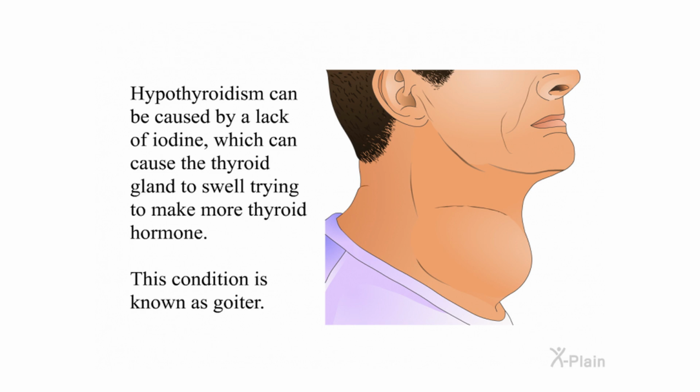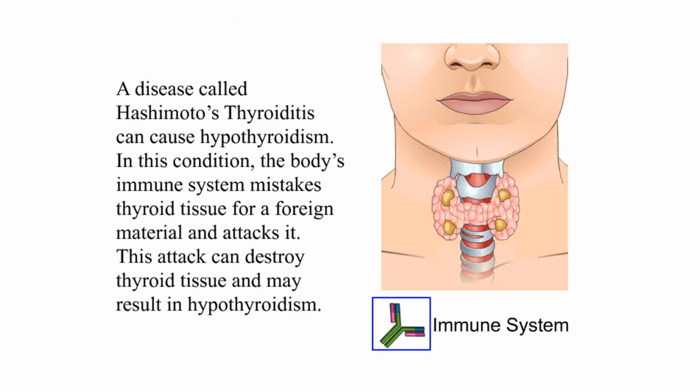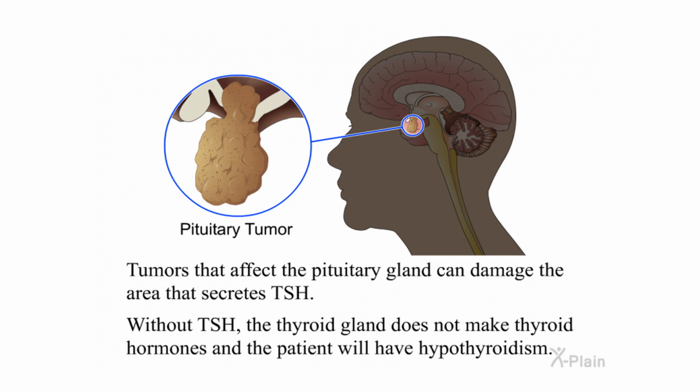Hypothyroidism can be caused by a lack of iodine, which can cause the thyroid gland to swell, trying to make more thyroid hormone. This condition is known as goiter. A disease called Hashimoto's thyroiditis can cause hypothyroidism. In this condition, the body's immune system mistakes thyroid tissue for a foreign material and attacks it. This attack can destroy thyroid tissue and may result in hypothyroidism. Tumors that affect the pituitary gland can damage the area that secretes TSH. Without TSH, the thyroid gland does not make thyroid hormones, and the patient will have hypothyroidism.